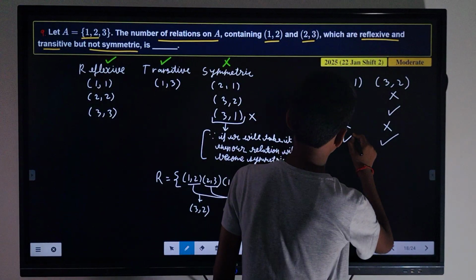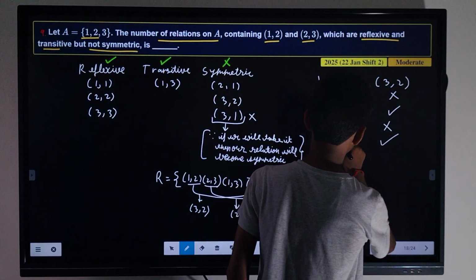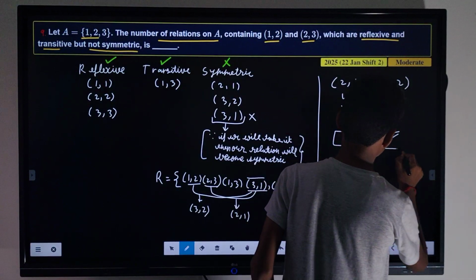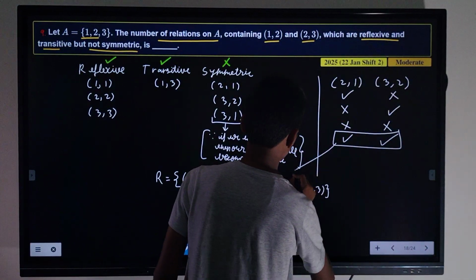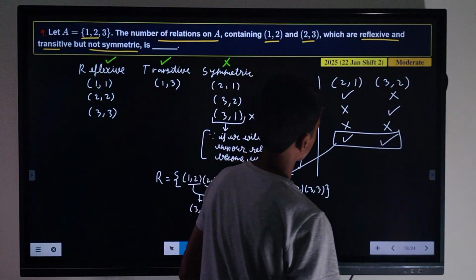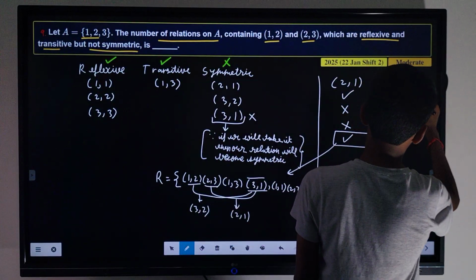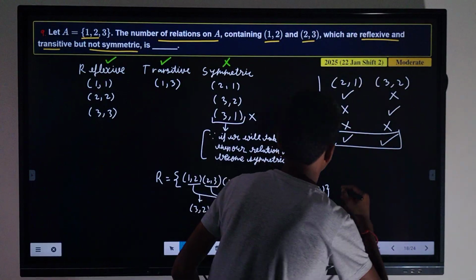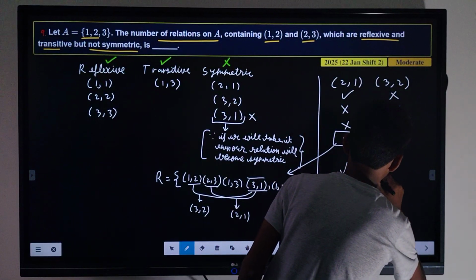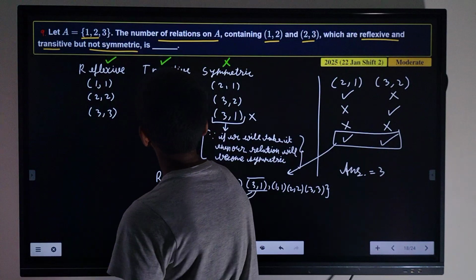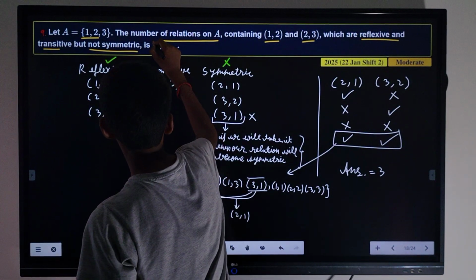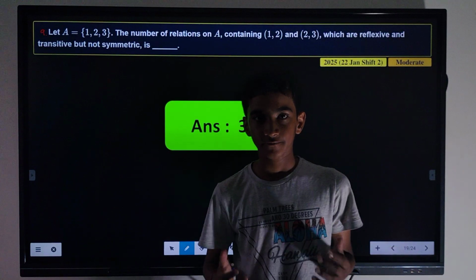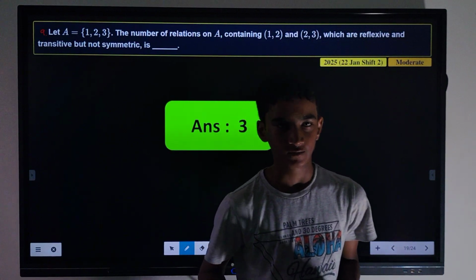So this case is rejected because of this condition. So here we have 1, 2 and 3 cases. So our answer is equal to 3. And here is the solution, and we can see that our answer is correct.